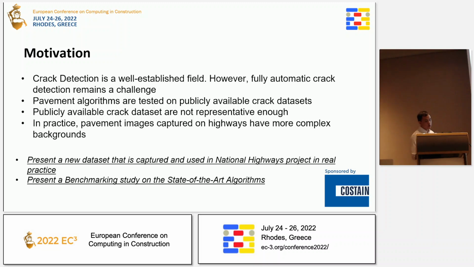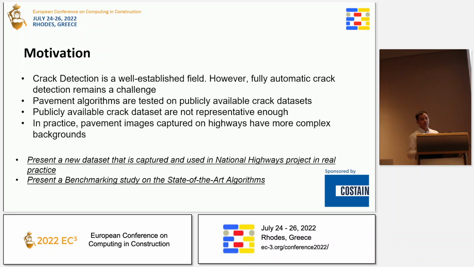This is because when we develop those algorithms, what we normally do is come up with the algorithm and test it on publicly available crack datasets. Once we prove that our algorithm can outperform other algorithms by a small margin, we claim, okay, we made an improvement. This is good, but the problem is those publicly available data sets are not representative enough of the real images we use in practice.